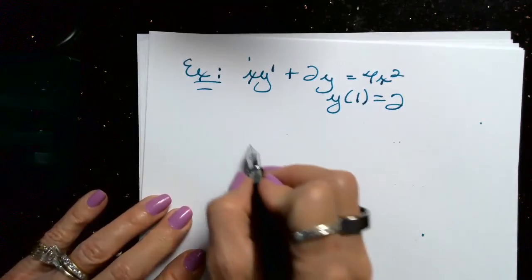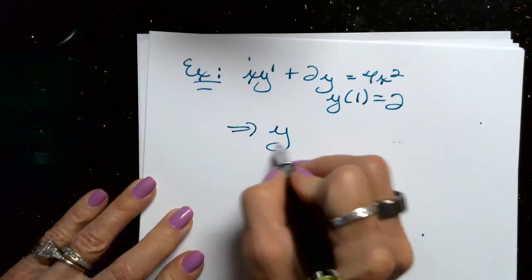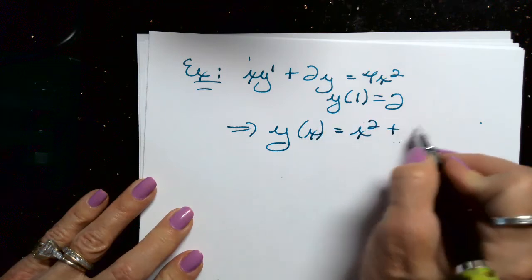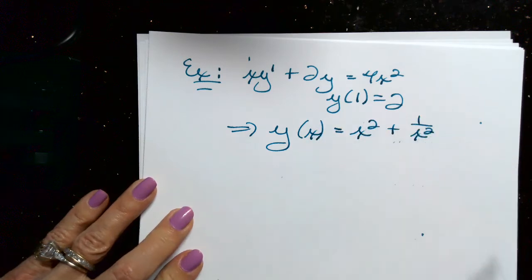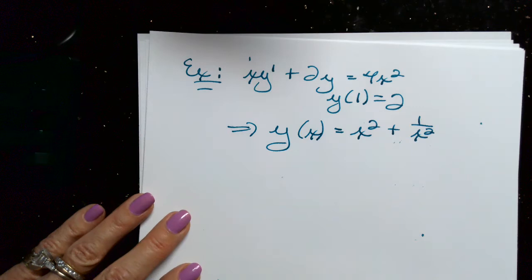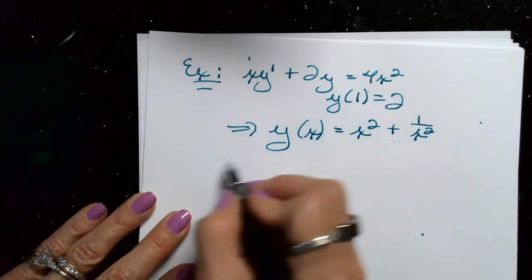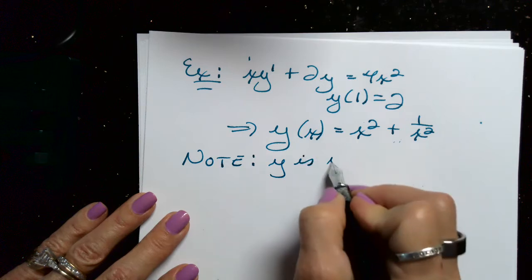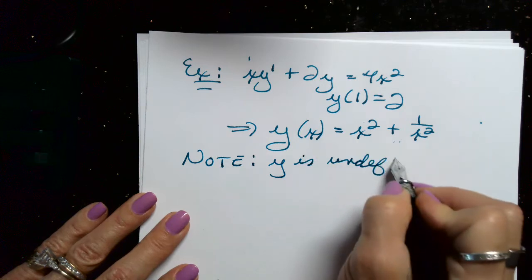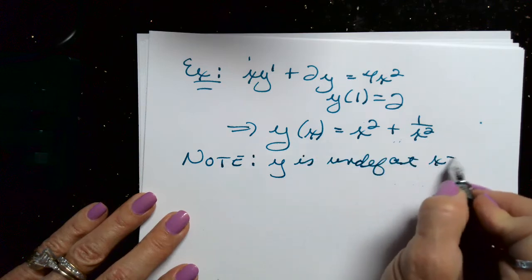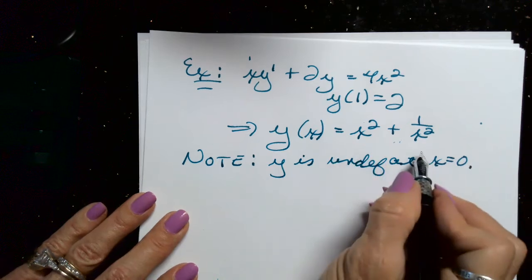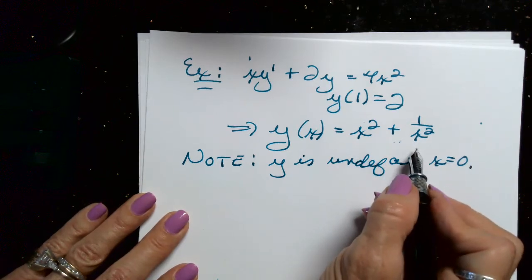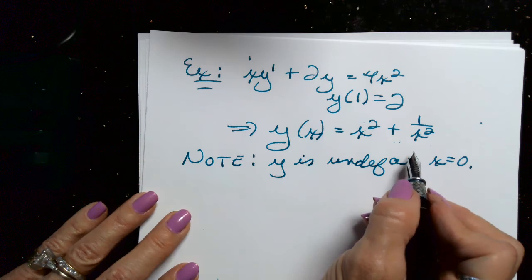And we worked it out, and we got our solution: y of x is x squared plus 1 over x squared. Okay. So notice y is undefined at x equals 0. So this solution can't exist for all real numbers because it's undefined at 0. So how could we have seen that we were going to have a problem?